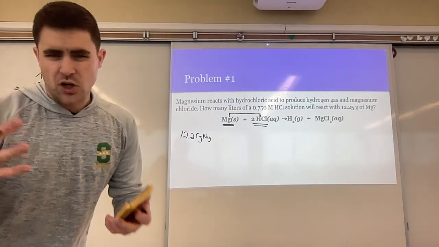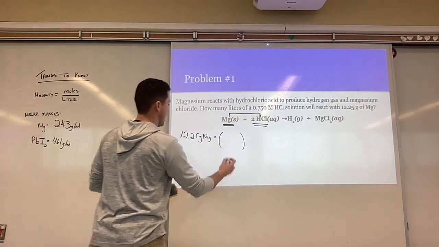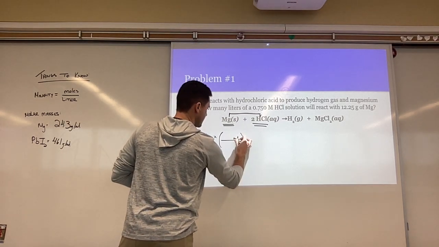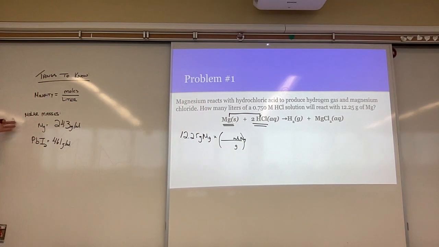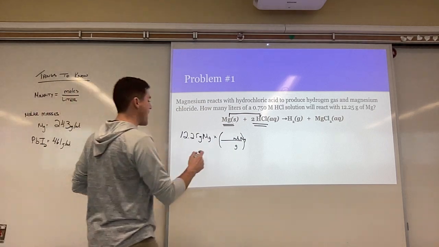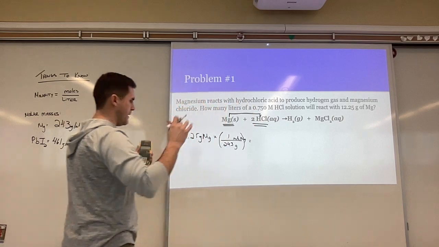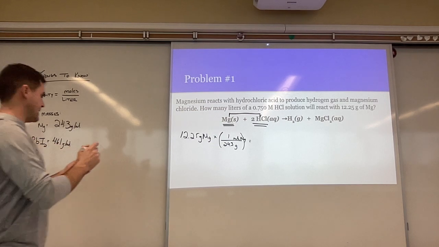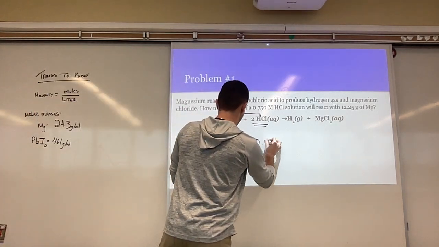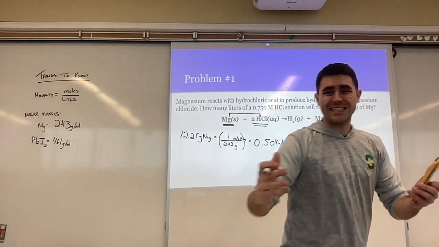I already went ahead because I knew what I was going to do, and I found my molar masses. Magnesium has a molar mass of, I want to go to moles of magnesium, so that's on top. Grams go on bottom. Magnesium is 24.3 grams in 1 mole. So I can go ahead right away and convert over into moles. That's step 1, convert to moles. 12.25 divided by 24.3, I get an answer of 0.504 moles.